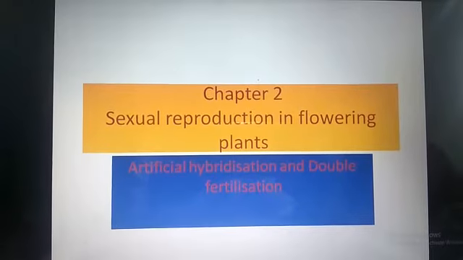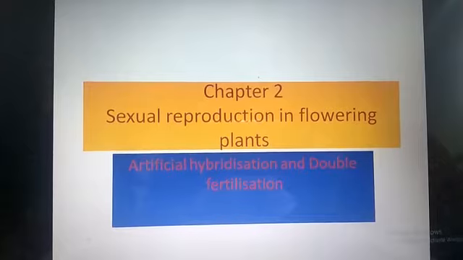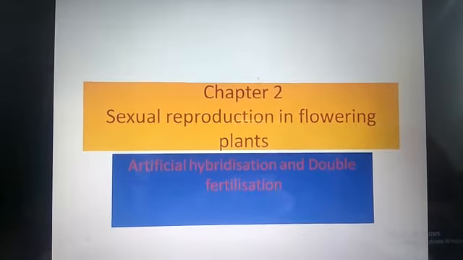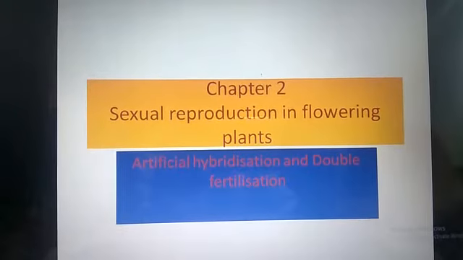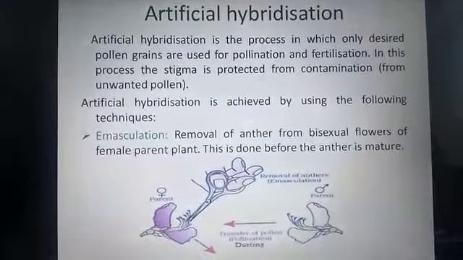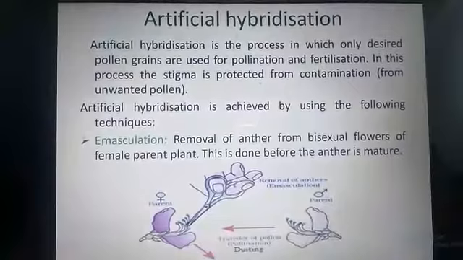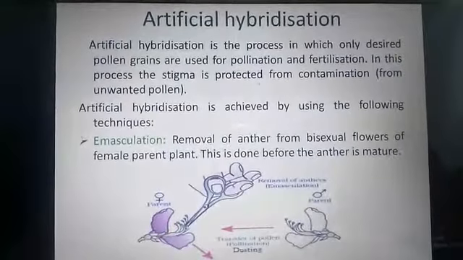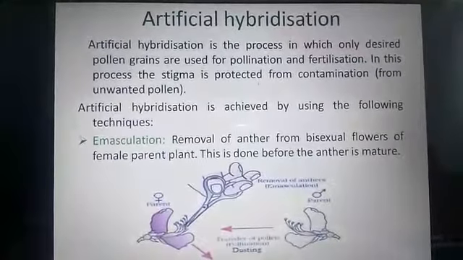Good morning, students. Today we are going to discuss artificial hybridization and double fertilization from chapter 2, sexual reproduction in flowering plants. Now let us first discuss artificial hybridization. Artificial hybridization is the process in which only desired pollen grains are used for pollination and fertilization.